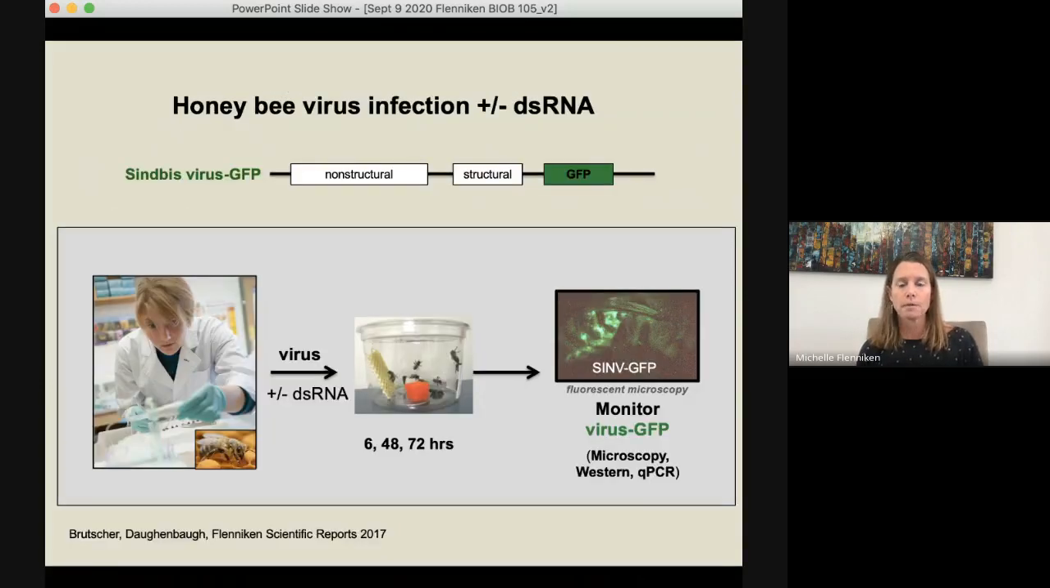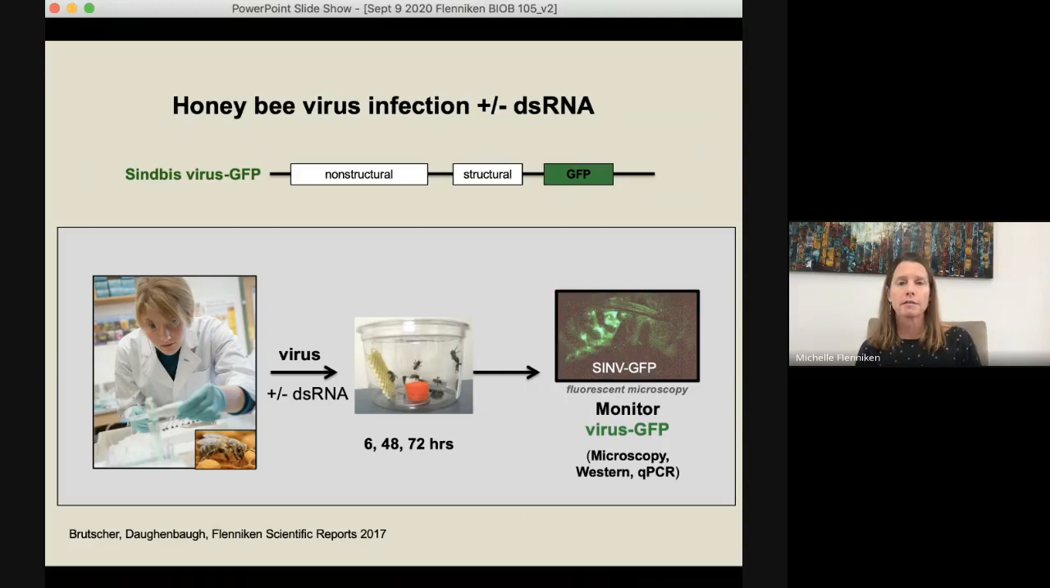So I mentioned model viruses. One of them is this green glowing virus that's been tagged with green fluorescent protein. You can see on the bottom here this experimental setup. This is Laura Brucher, who got her PhD from my lab a couple of years ago now. She's injecting bees with either virus alone or virus plus double-stranded RNA. The bees live out the duration of this experiment in these deli-style apartments.